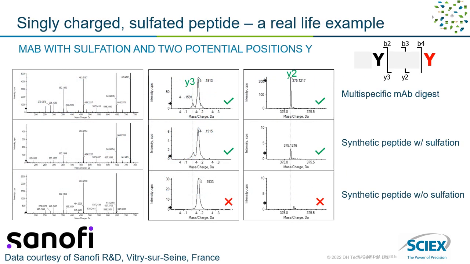Typical electron fragmentation methods don't work well with singly charged peptide species or singly charged species at all. But because electron-activated dissociation is tunable, we can identify the sulfation on the multi-specific mAb digest. Multi-specific meaning it is an antibody with more than one epitope binding site, and it has been digested with an enzyme and then compared to synthetic versions that do and don't contain this same sulfation. So even though it's a singly charged peptide, we can identify and localize the sulfation on the peptide, so determining exactly where it lives on the peptide.